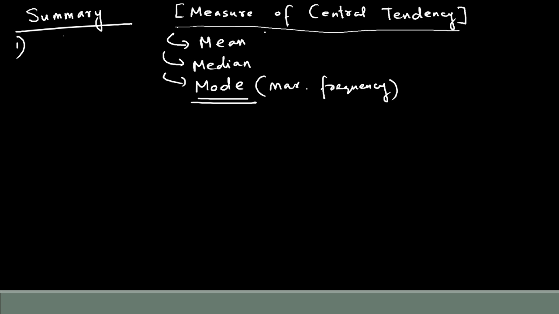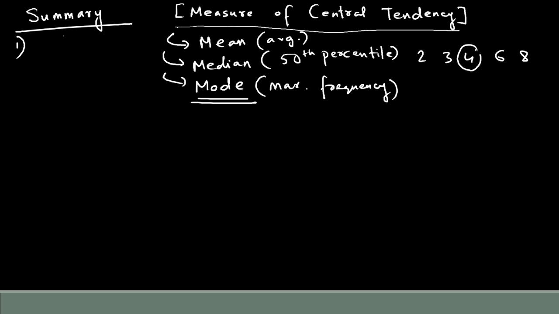So maximum frequency is the mode, mean is the average, and median is the 50th percentile. Basically, if we arrange all the heights in ascending order, let's say 2, 3, 4, 6, 8, and I'm just giving some random numbers, these are not height numbers, then 4 will be the median in this case. You see, 2 are less than 4 and 2 are more than 4. Okay. So this is the measure of central tendency which is there in the syllabus.